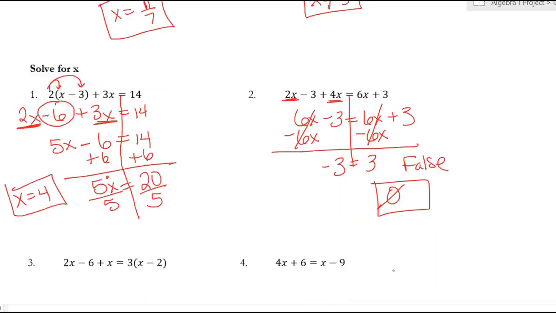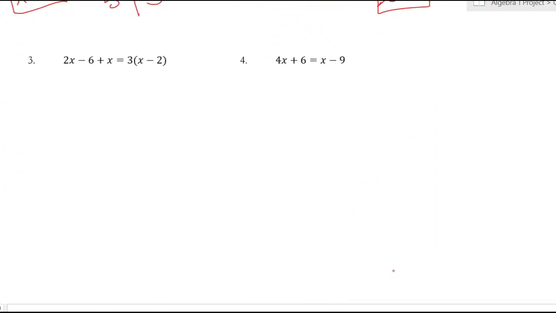Okay. All right, 2 more. I'd like you to try these on your own, and then when you think you're ready, go ahead and press play.